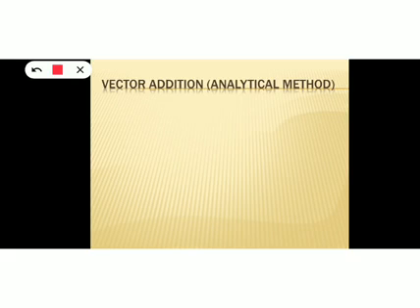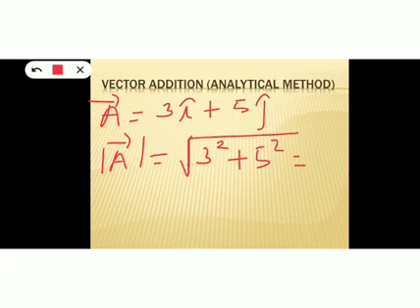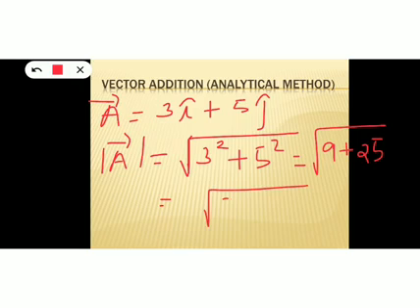Now consider a vector A equal to 3i plus 5j. What will be the magnitude of vector A? The magnitude of vector A will be the square root of 3 squared plus 5 squared, that is the square root of 9 plus 25. And what is 9 plus 25? 9 plus 25 will be 34. So this will be the magnitude of vector A, square root of 34.